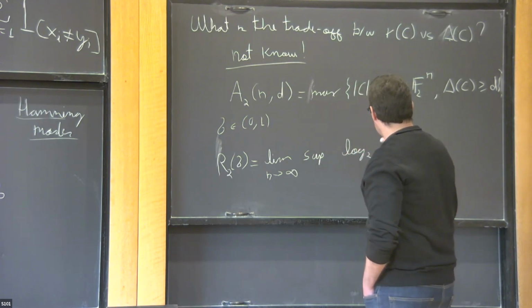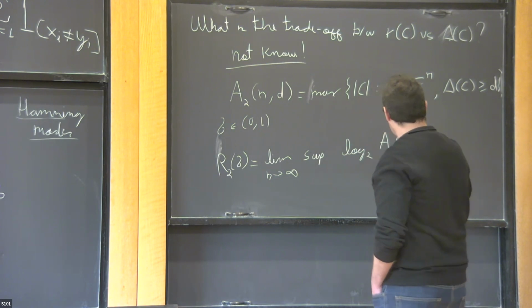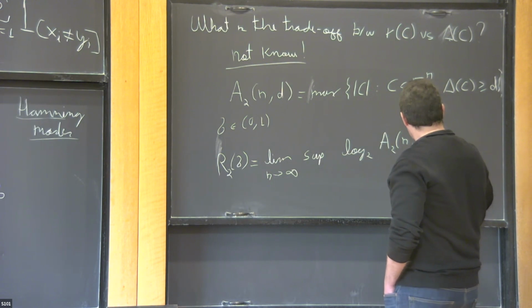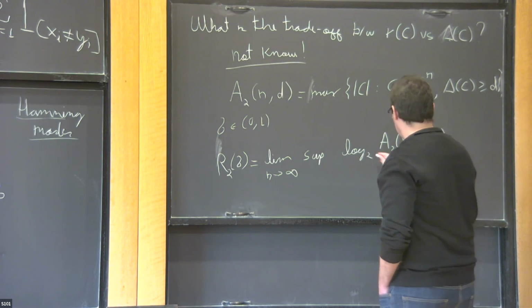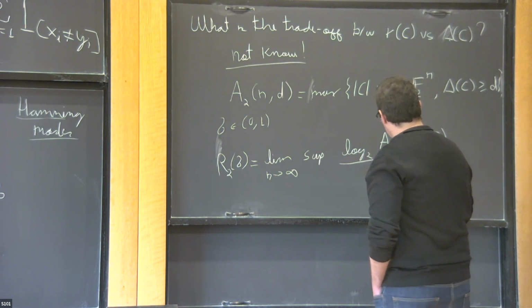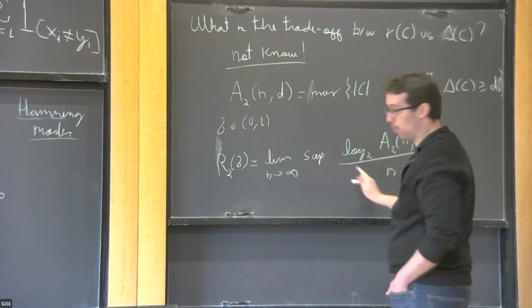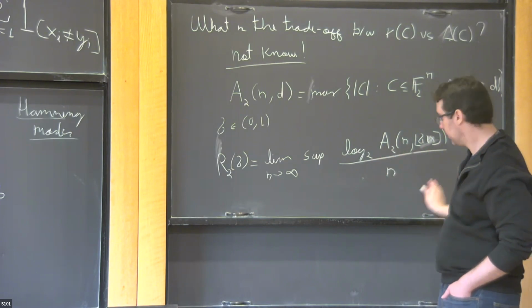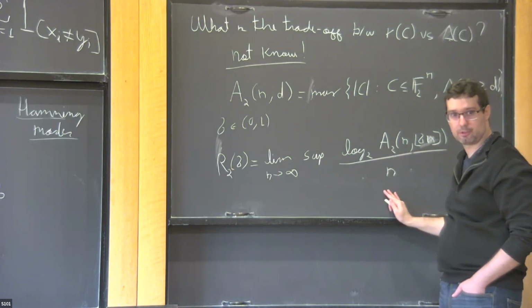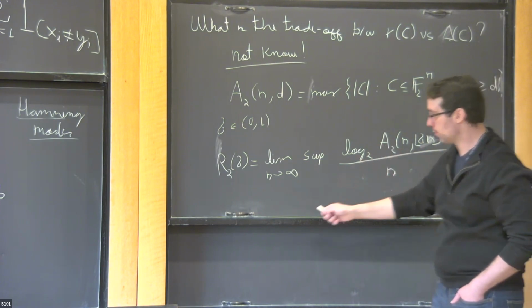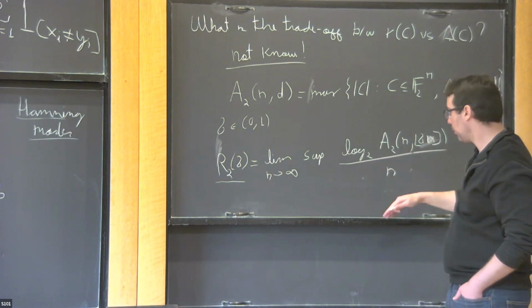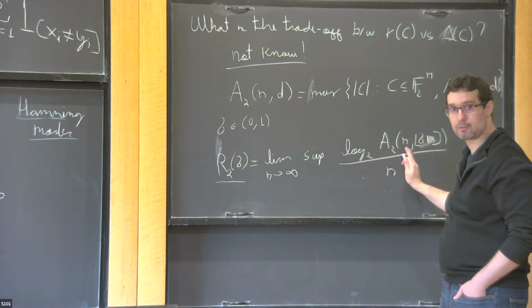So here we take log base 2 of A_2(n, ceiling of delta times n), divided by n. And this is of particular importance to us because if you improve the size of the code by polynomial factors, the asymptotic rate does not see it because of this normalization; it goes to 0. So when you consider this quantity, you are really interested in the asymptotic growth of the code. You really need to change the size by an exponential factor to change this quantity.